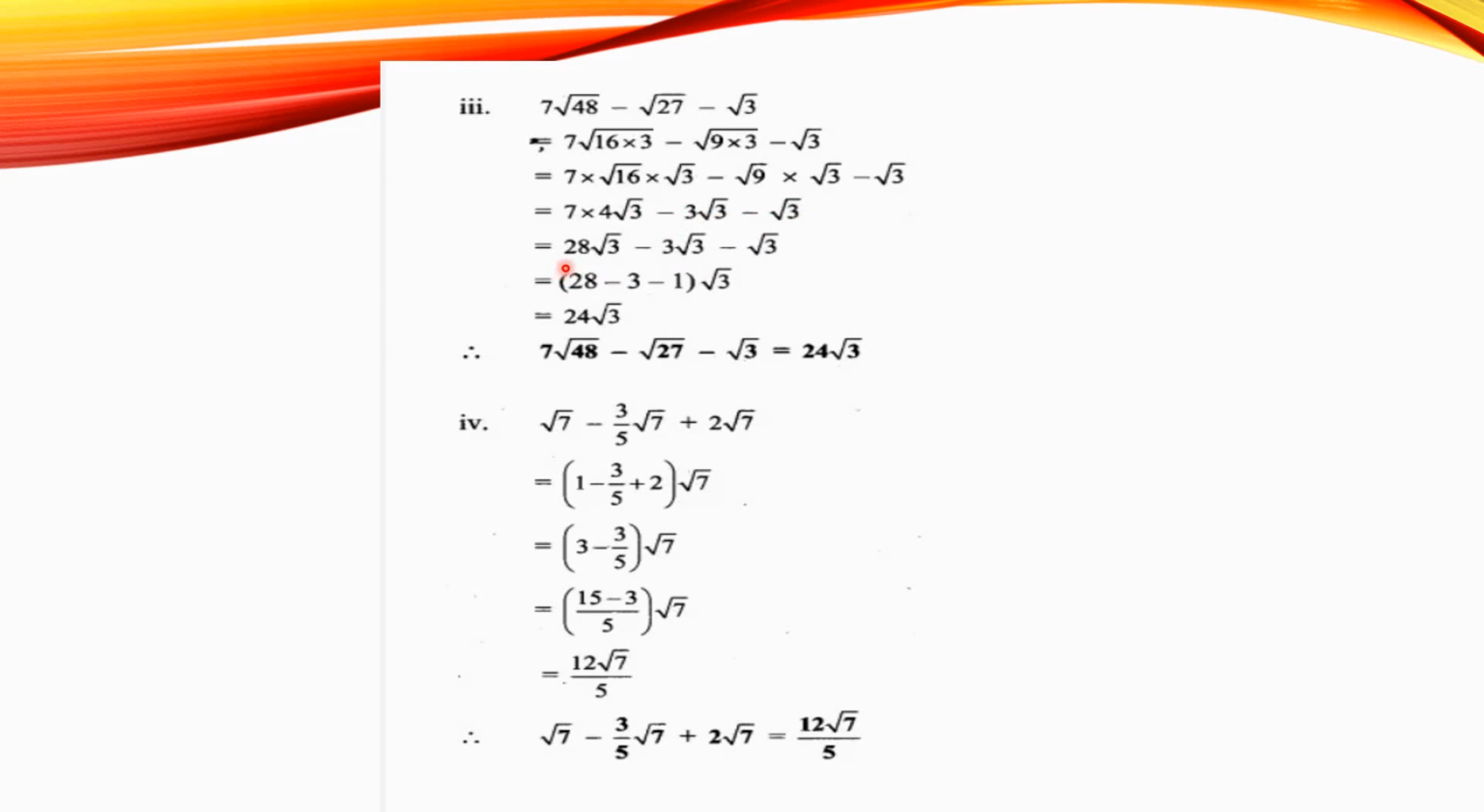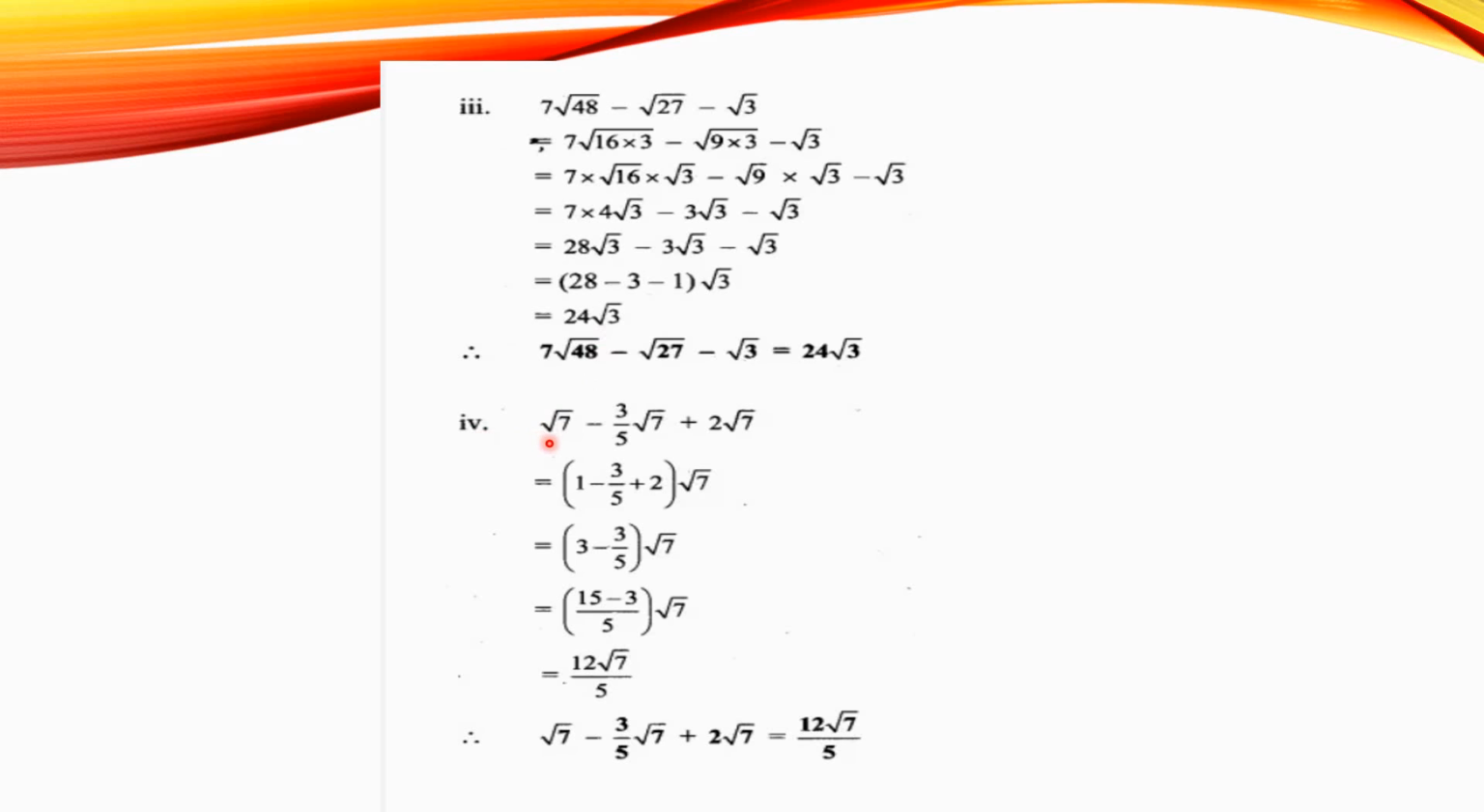Now here in all the terms we have root 3 as common. So we can take root 3 outside the bracket, and inside the bracket we get 28 minus 3 minus 1. So 28 minus 3 is 25, minus 1 is 24. So our answer is 24 root 3.